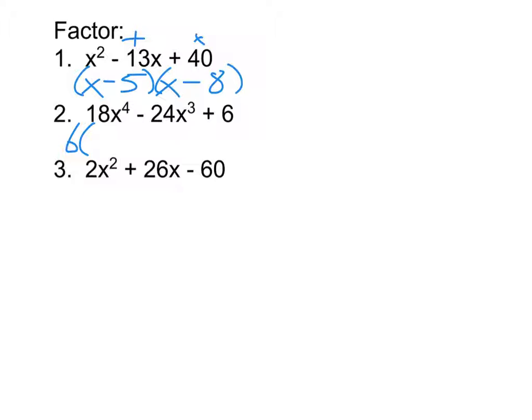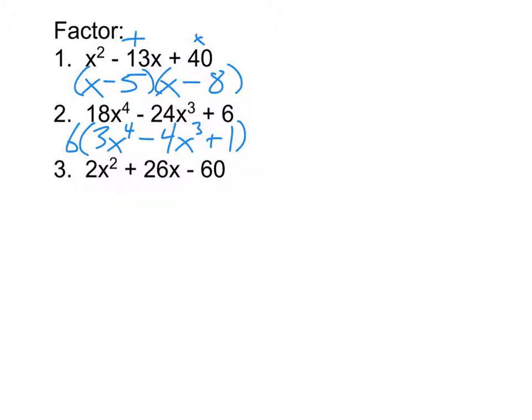And now I divide all three of those terms by that 6. So 18 divided by 6 gives me 3, so that's 3x to the fourth. Minus stays the minus. 24 divided by 6 is going to give me 4, so that's 4x cubed. Plus is still a plus. And this is the part that sometimes trips people up. 6 divided by 6 is 1.